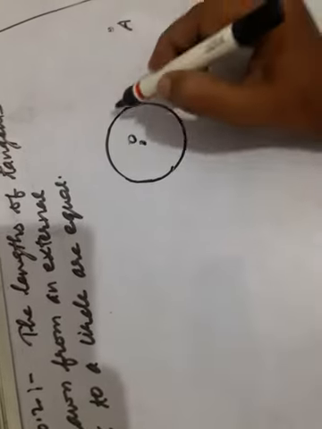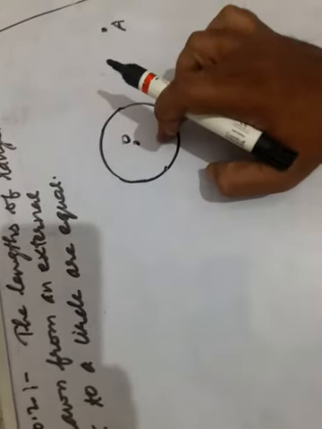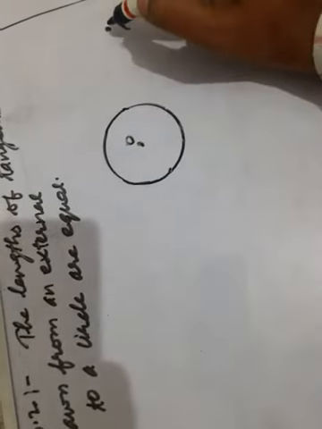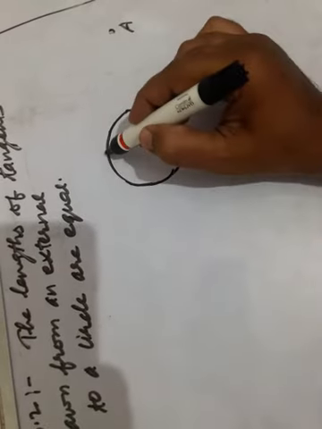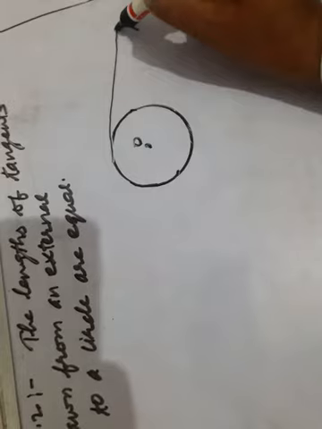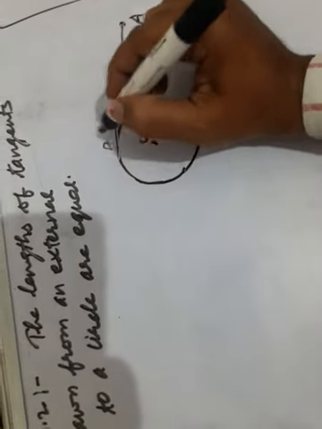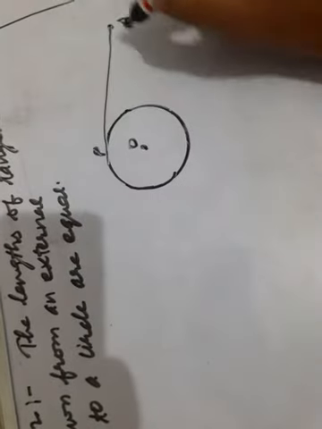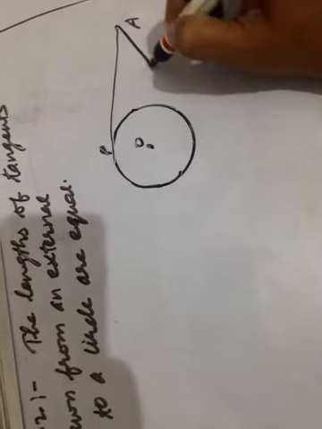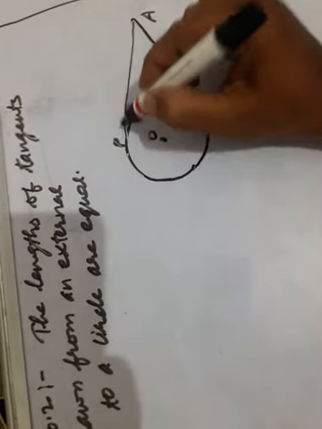Say here you see A is an external point. This is the circle, with center O, and A is an external point. Then the length of the tangent will be what? Let this be P, and let this be Q. These two points of contact are there. This is Q. Okay, children.